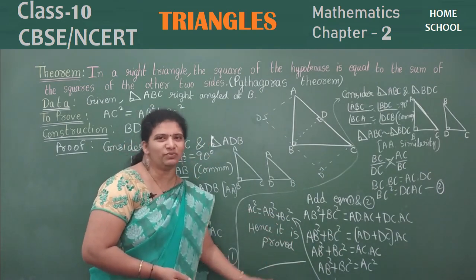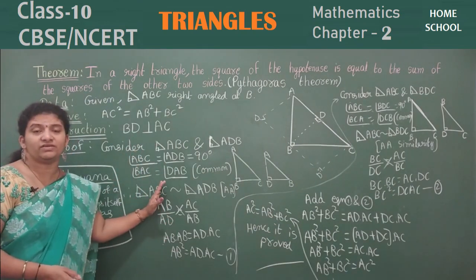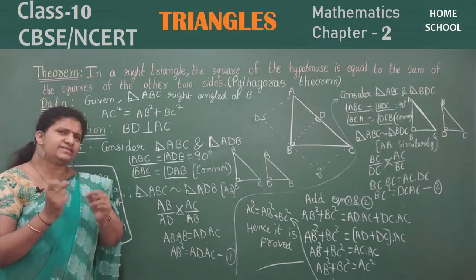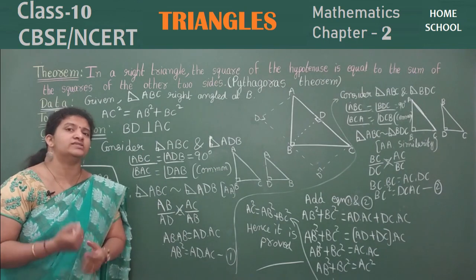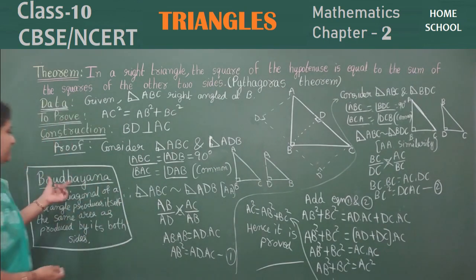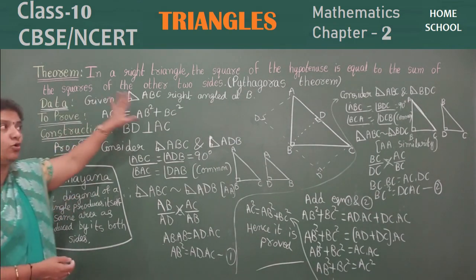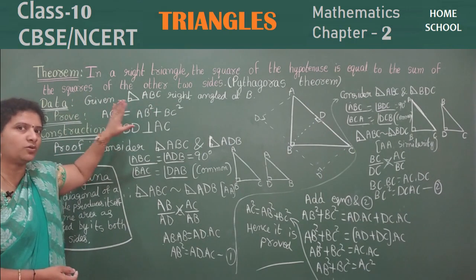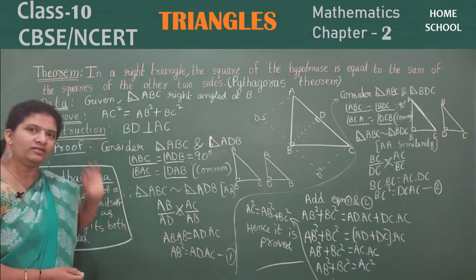Hence, it is proved. See children, similarly this theorem was given by one more ancient mathematician, but his statement was a little changed. What is that statement and who is that mathematician? His name is Pythagoras. So this theorem is also known as the Pythagorean theorem. Sometimes the Pythagoras theorem is also called the Pythagorean theorem.